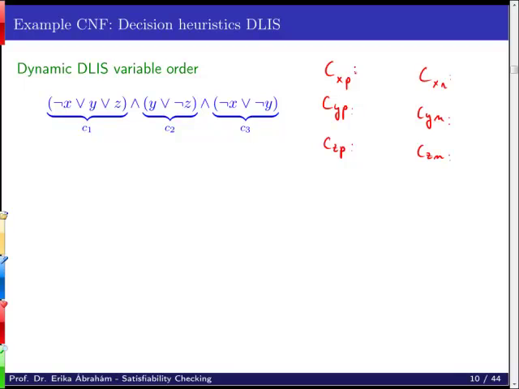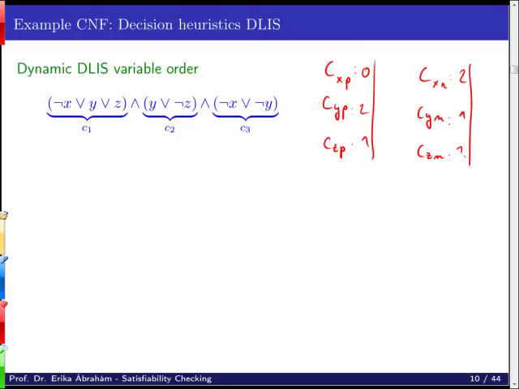So, what is CXP? In how many not yet true clauses does x appear? None? Negatively? Y positively, we have one, no? Two. Mm-hmm. And Y negatively? Z positively? And Z negatively? 1. Okay.